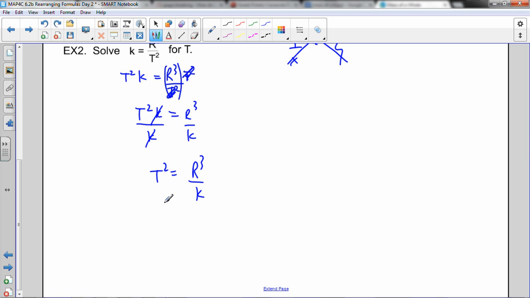If I want to get t alone, how do I get t alone? The last operation is to get rid of the squared. How do I get rid of the squared? Square root of both sides. Think of that, square root of both sides, and there I have it. There's that formula.